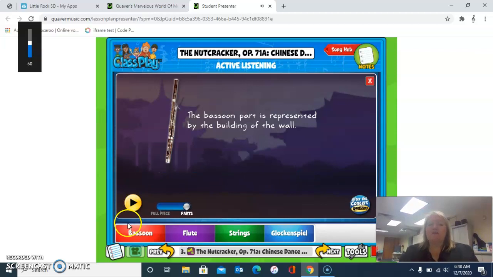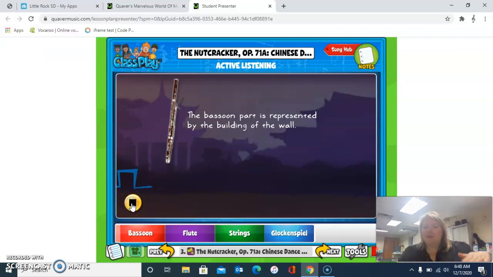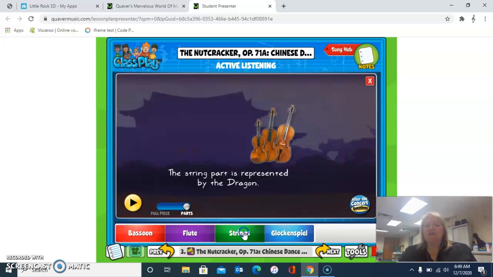So that's the part of the bassoon. So listen to that again, and it's down low. So very down low. So it's kind of just a foundation, kind of keeping our beat. And let's move on to the strings.